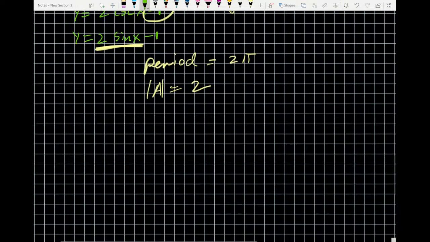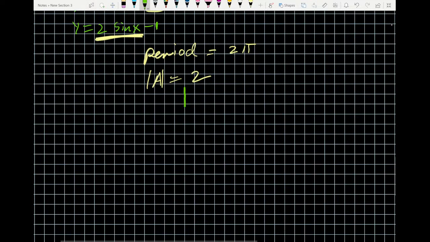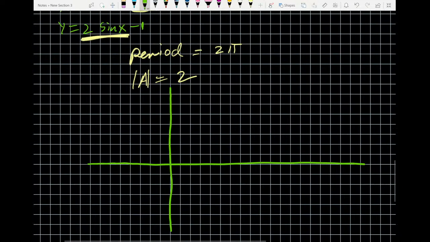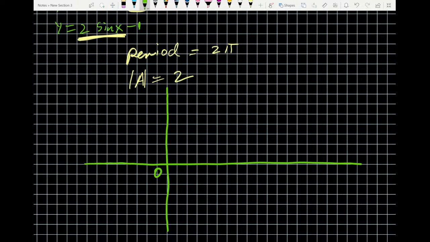So let's graph. It's going to go from 0 to, let's say, 2 pi. Halfway roughly would be somewhere over here. We don't have to be exact, all right? 1, 2, 1, 2, 3.